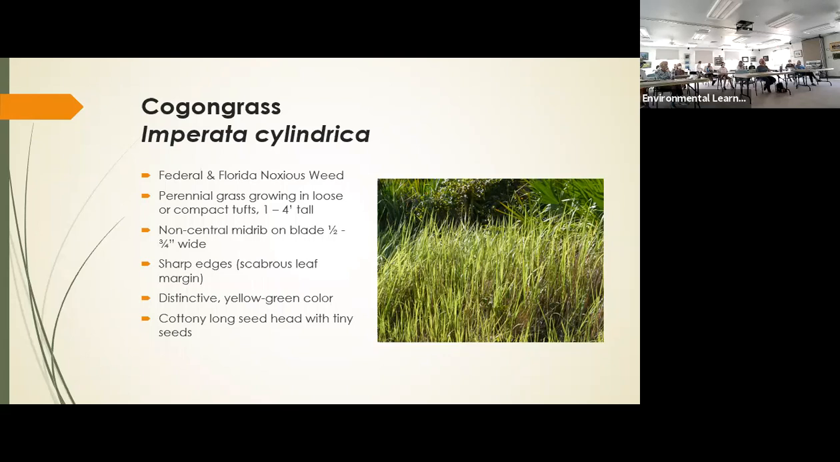One of its distinctive characteristics is the midrib, the vein down the very center of the blade of grass, is off-center. There is another invasive grass that has that feature, but who cares if you kill that one too. This one has, the fancy word is a scabrous leaf margin. It's sharp. You don't want to go walking through this in shorts because it's going to cut up your legs. And we'll see in a little bit the cottony long seed head that has lots and lots of windborne tiny seeds.